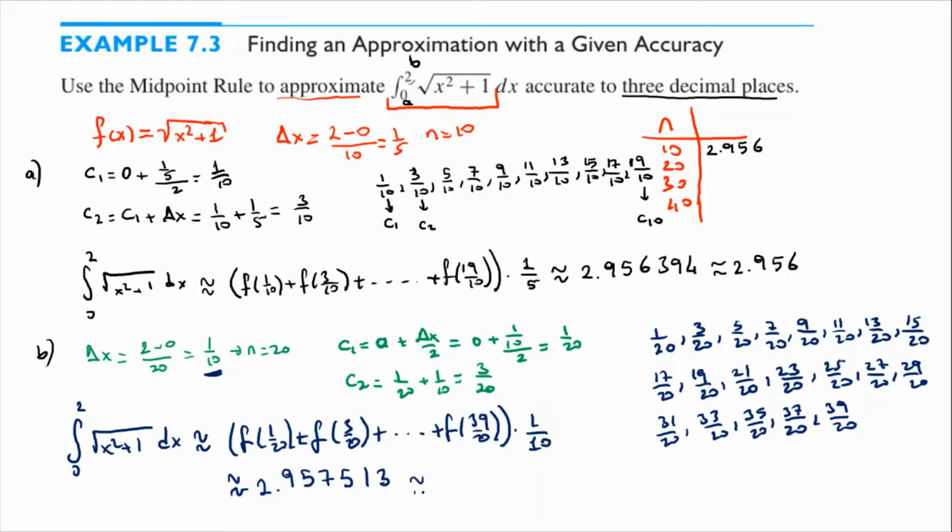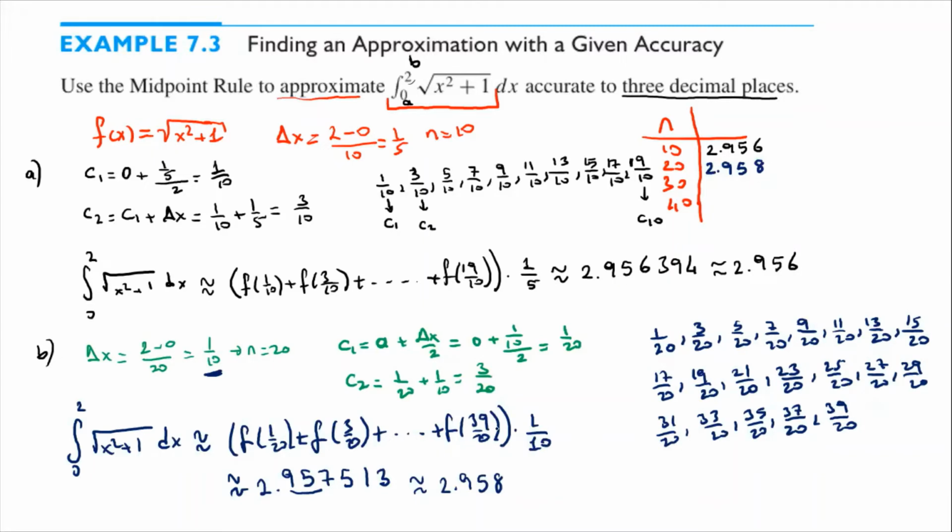2.957513, which is approximately 2.958, correct? 3 digits. So this is going to be 2.958. So answers are going to be more accurate if you increase the number of rectangles.